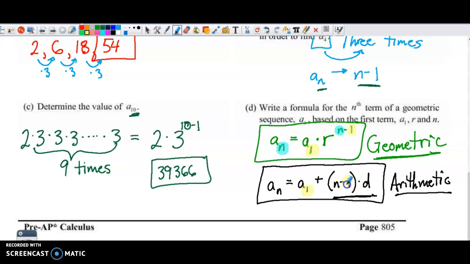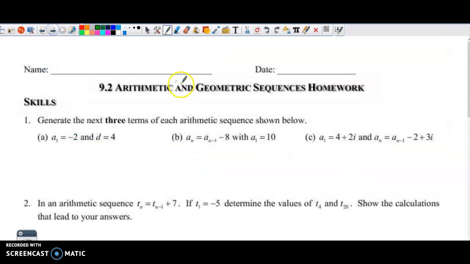And I already talked about that with the arithmetic. I don't think I'm forgetting anything else, but if you have any questions, feel free to write them down and bring them to class. I look forward to it. And you're ready for your homework.